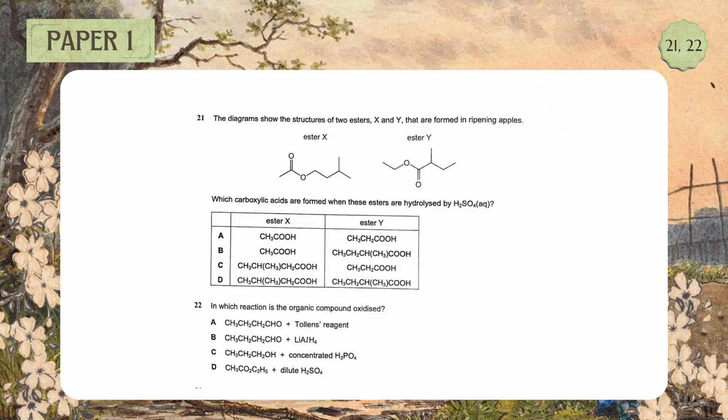Question 22. We're looking for a reaction where the organic starting material gets oxidized. Let's check A. We start with an aldehyde, CH3CH2CH2CHO, and treat it with Tollens reagent. Tollens reagent is a mild oxidizing agent that oxidizes aldehydes into carboxylic acids while reducing silver ions to a shiny silver mirror. This is a textbook oxidation reaction. The other options: B is a reduction using LiAlH4, C is a dehydration, and D is ester hydrolysis. None of these are oxidation, so A is definitely the right answer.